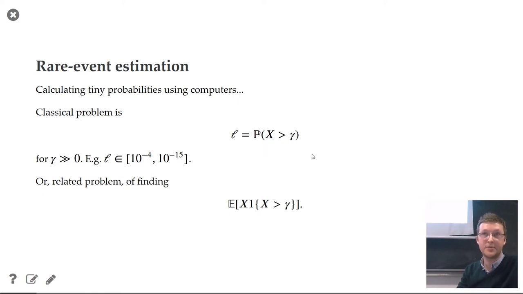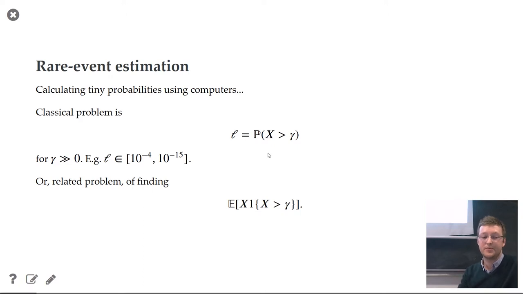And how do you define rare? What is rare and what is not rare? There's no real definition here, but just as an example, a probability on the scale of 10 to the minus 4, down to 10 to the minus 15 or beyond, that's definitely a rare event.